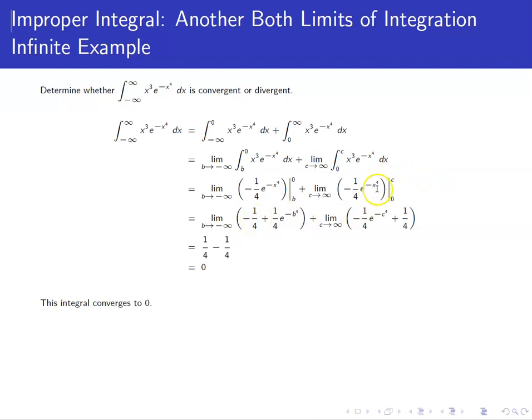Likewise, we'll put in c and put in 0, so we'll get a negative 1/4 e to the minus c to the fourth plus 1/4 for our second integral. As c goes to infinity, negative c to the fourth goes to minus infinity. So this term is going to go to 0, and we're going to go to positive 1/4. So we'll get negative 1/4 plus 1/4 between the two of them, or 0 for our integral. So in this case, our integral converges to 0.